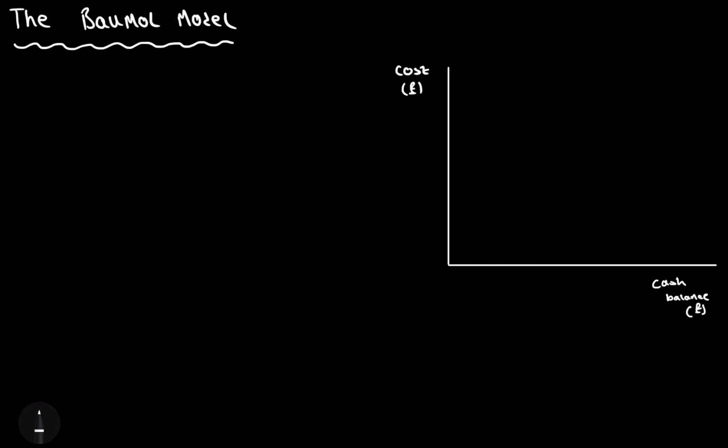Hi guys, what we're looking at today is the Baumol model, which is a cash management model. One of the two cash management models. There's the Baumol model and there's the Miller-Orr model.